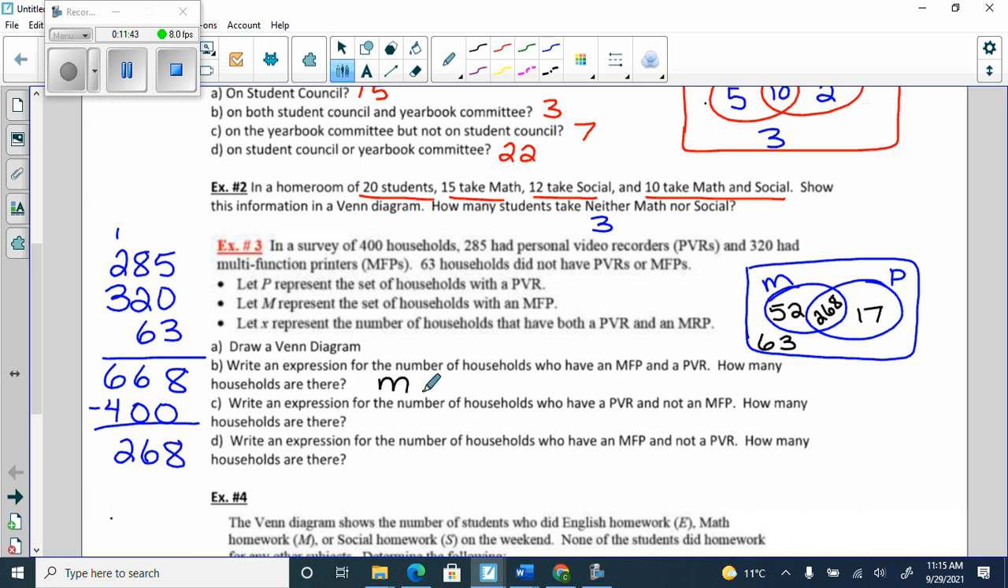Okay, write an expression for the number of households who have an MFP and a PBR. So M and P equals 268. And write an expression for the number of households who have a PBR but not an MFP. So PBR and, because remember, but not is just like and not. And whenever you have an and with one of them being negated or complement and one not, remember it's just the crescent moon. So the answer would be 17. And then write an expression for the number of households who have an MFP but not a PBR. So M and not P, which is 52.